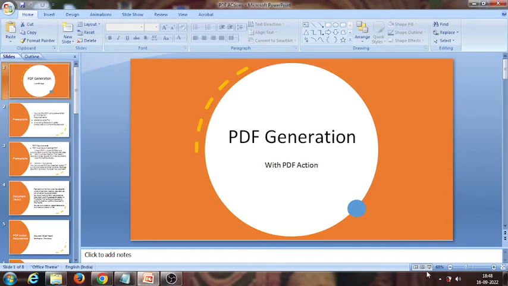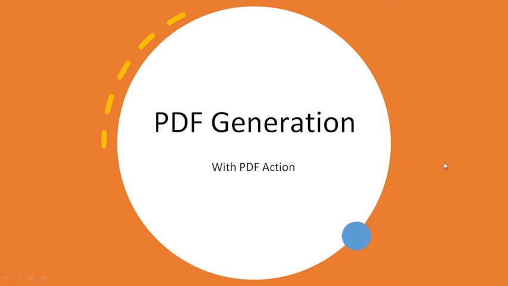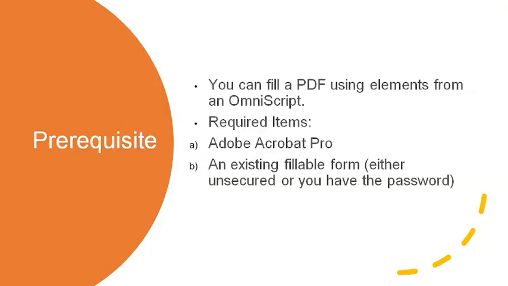In this video, I'm going to tell how to create a PDF using the PDF action. In Velocity, we can create a PDF using the PDF action. The prerequisites for this are that we need to have an Adobe Acrobat license and also a fillable form.